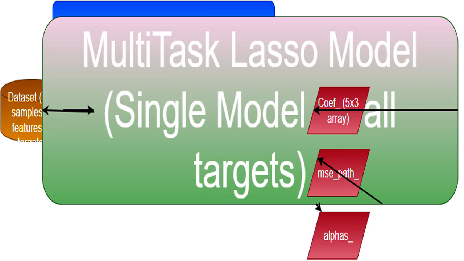This is where the model stores its results. It's a 5x3 array because we have 5 features and 3 target variables. Each element represents how much each feature influences each target variable. Think of it as a coefficient matrix, showing the weight of each feature in determining each target.